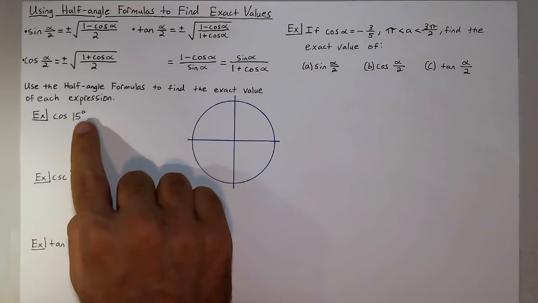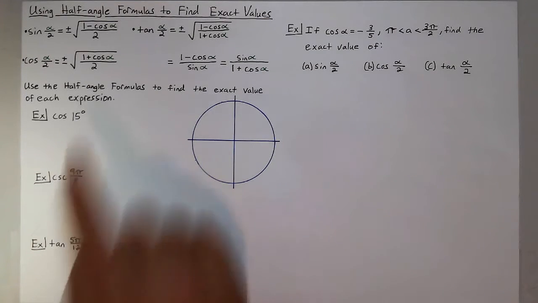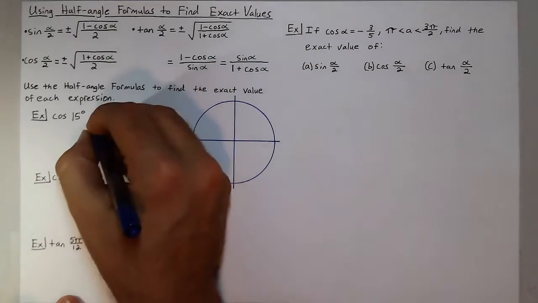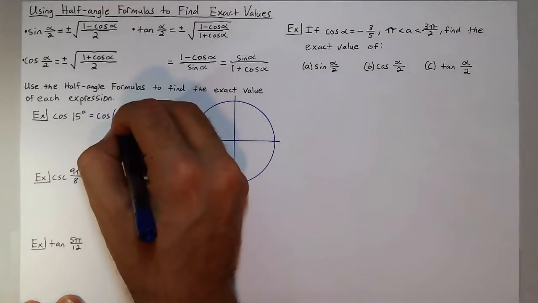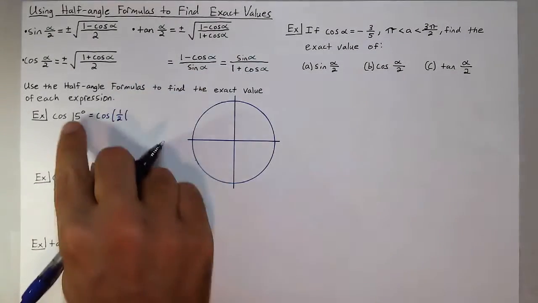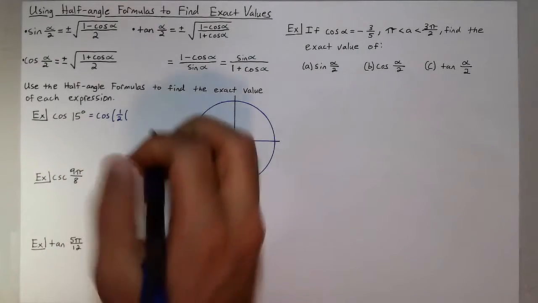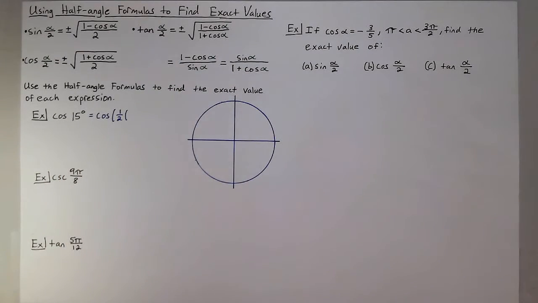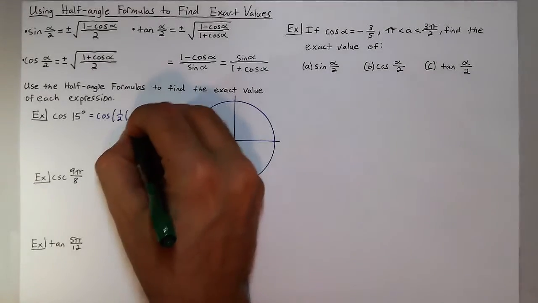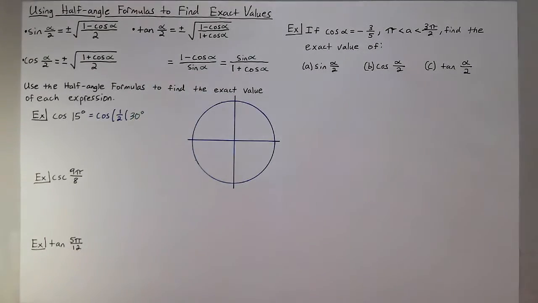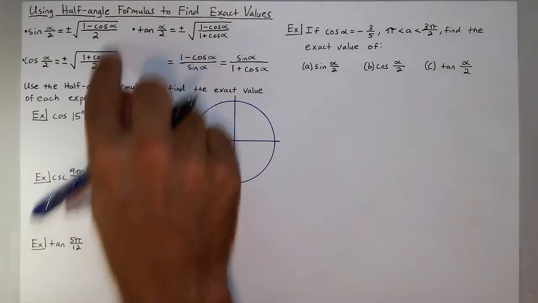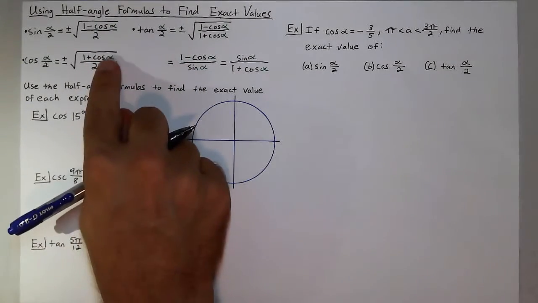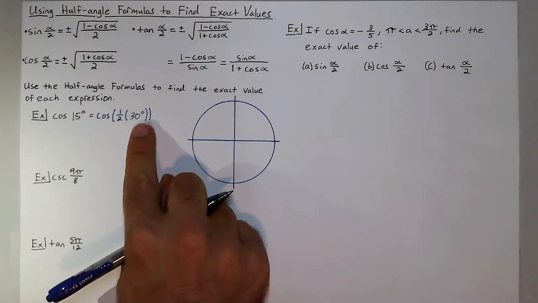Now, the way we use these half-angle formulas is that this is half of an already known angle. So I'm looking for what angle is that half of? Best way to figure that out is just multiply it by 2. And it looks like it's half of 30 degrees. So when I go to use my half angle formula, what I plug in for alpha, at least for cosine, is going to be 30 degrees.